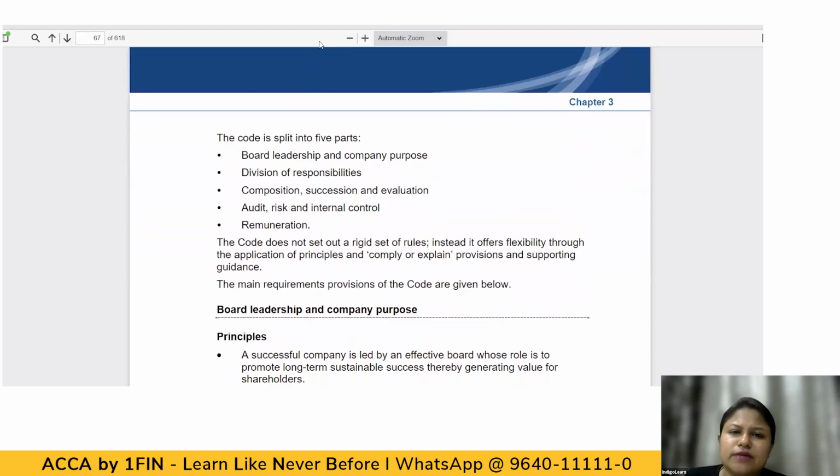Okay. So this code is split up into 5 parts: board leadership and company purpose, division of responsibility, then composition, succession, and evaluation, and audit, risk, and internal control. Here basically you talk about the audit committee. Then remuneration, where we have the nomination and remuneration committee.